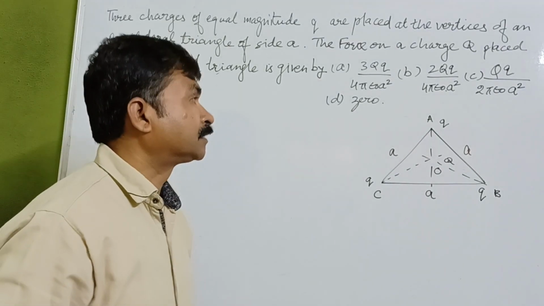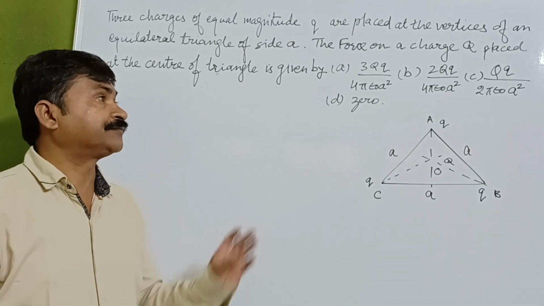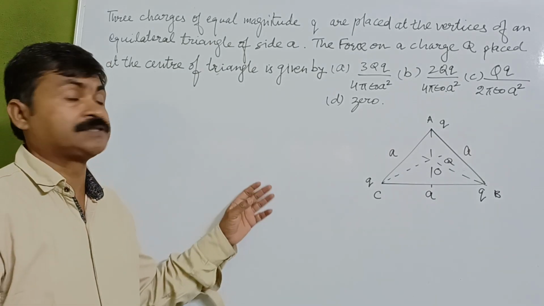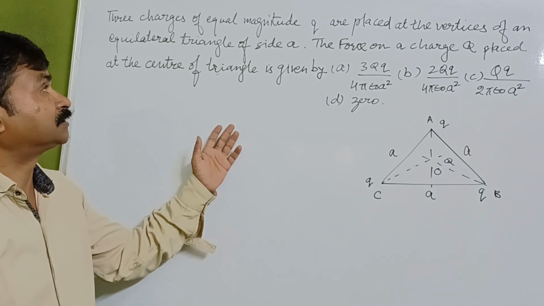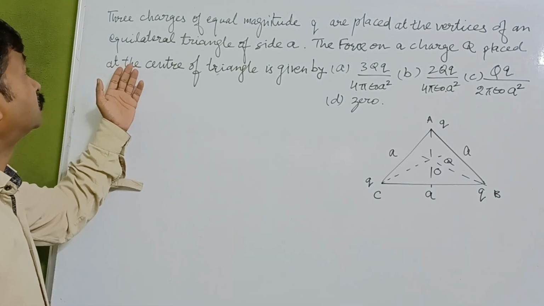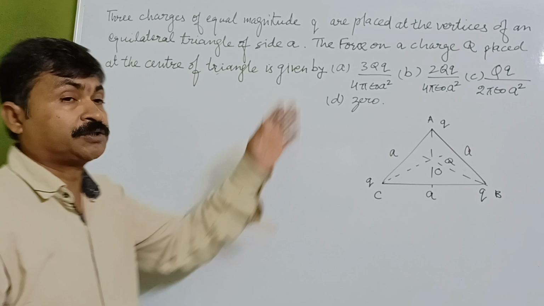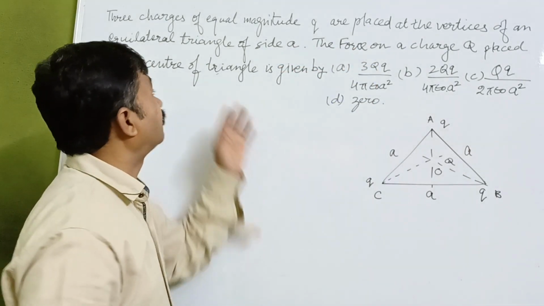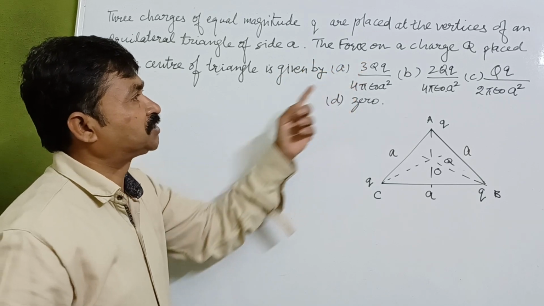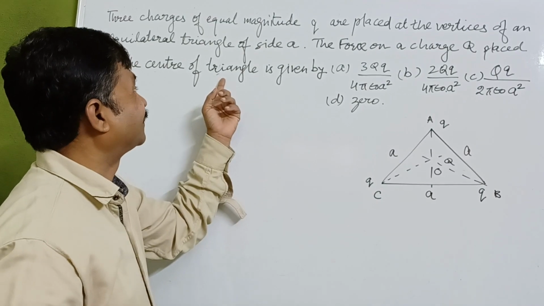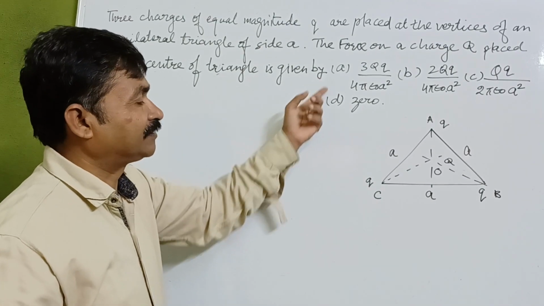Dear students, in continuation with the series of numericals based on electrostatics, we have a question. Three charges of equal magnitude Q are placed at the vertices of an equilateral triangle of side A. The force on a charge Q placed at the center of the triangle is given by.